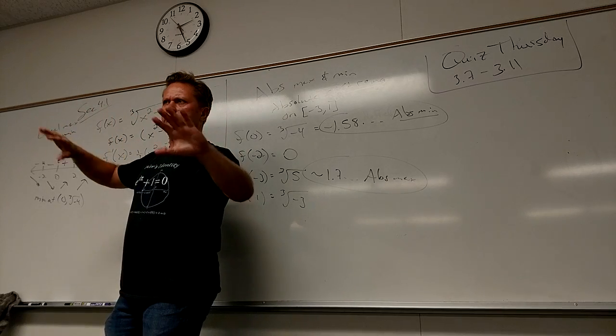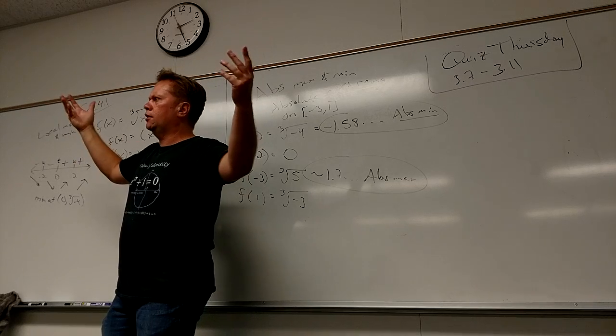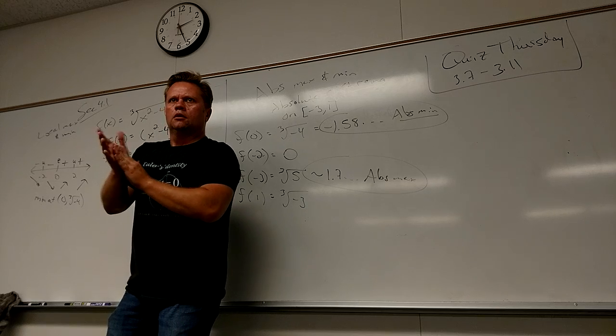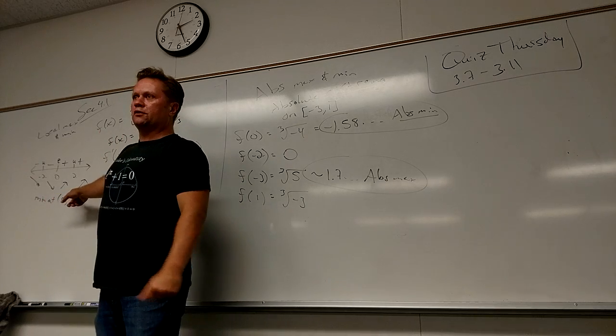Do you guys understand that? That's 0 happening. Who cares? That's just the output there. It crosses the x-axis there. But obviously the slope is freaky there.